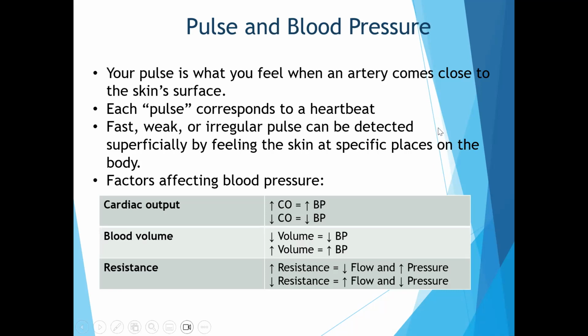And so you guys do need to understand this chart. It's relatively simple, but you should understand how different factors are going to affect our blood pressure. Last chapter, we talked about cardiac output. So increased cardiac output is going to result in increased blood pressure. Decreased cardiac output is going to result in decreased blood pressure.